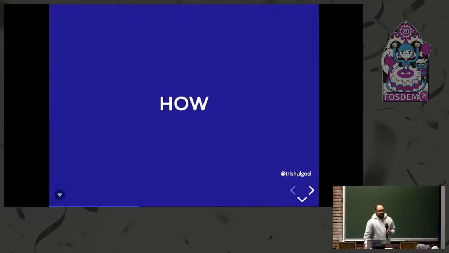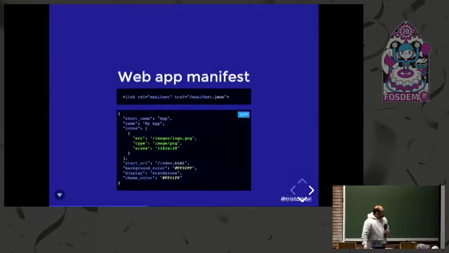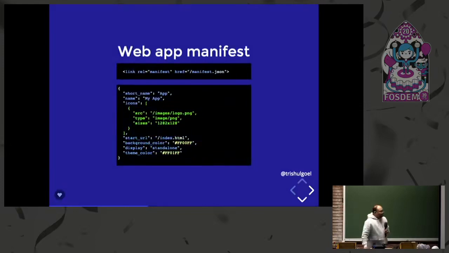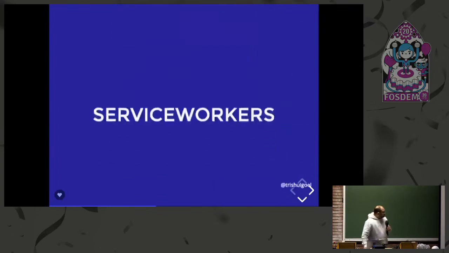How to create a PWA? A simple web app manifest. The first part basically tells where the manifest is, and the second part what the manifest is. It's just a JSON file which has metadata about your app, like your name, short name, the color, theme, the icon on the splash screen, something like that. And I believe this is common knowledge by now.